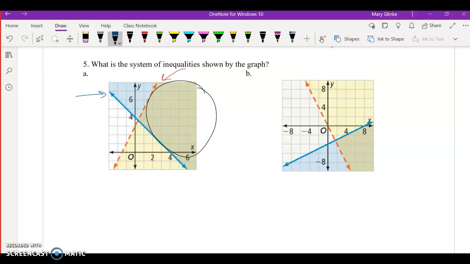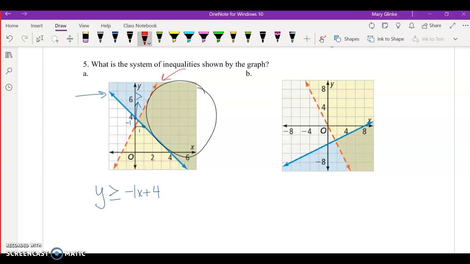So let's start with the blue inequality. We're going to compare y, and my slope right here is down 1, right 1, so my slope is -1. And my y-intercept is 4. And looking at my solution set, blue got shaded above, which means it's going to be greater than, and it's a solid line, so it's or equal to.